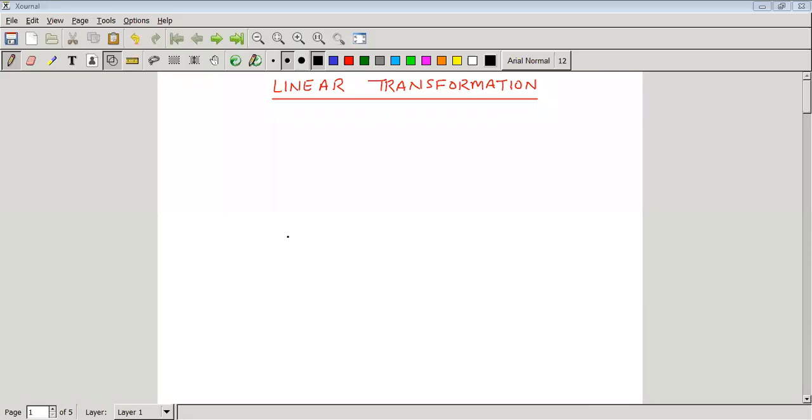Hello viewers, today we are going to discuss the topic on linear algebra, that is linear transformation. In this lecture we are going to discuss the definition of linear transformation, linear operator, linear functional, and then theorems based on linear transformation. And at the end of the lecture we will discuss some examples related to linear transformation. So let us start our discussion with the definition: how we can define linear transformation.